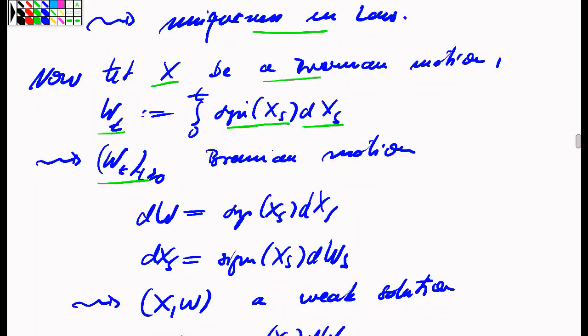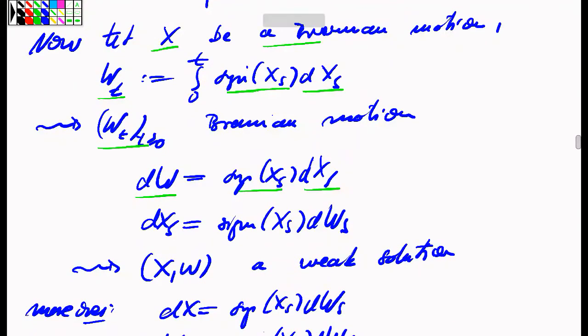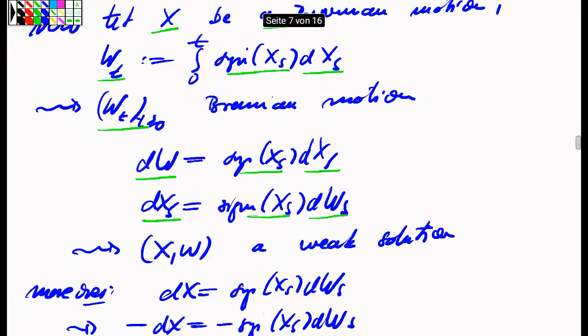Now, I can write that dw_s is, by definition, the sign of x_s dx_s, and I can just flip the sign function and also write this in a way that dx_s is then the sign of x_s dw_s, which means that the pair x and w is a weak solution to this equation.